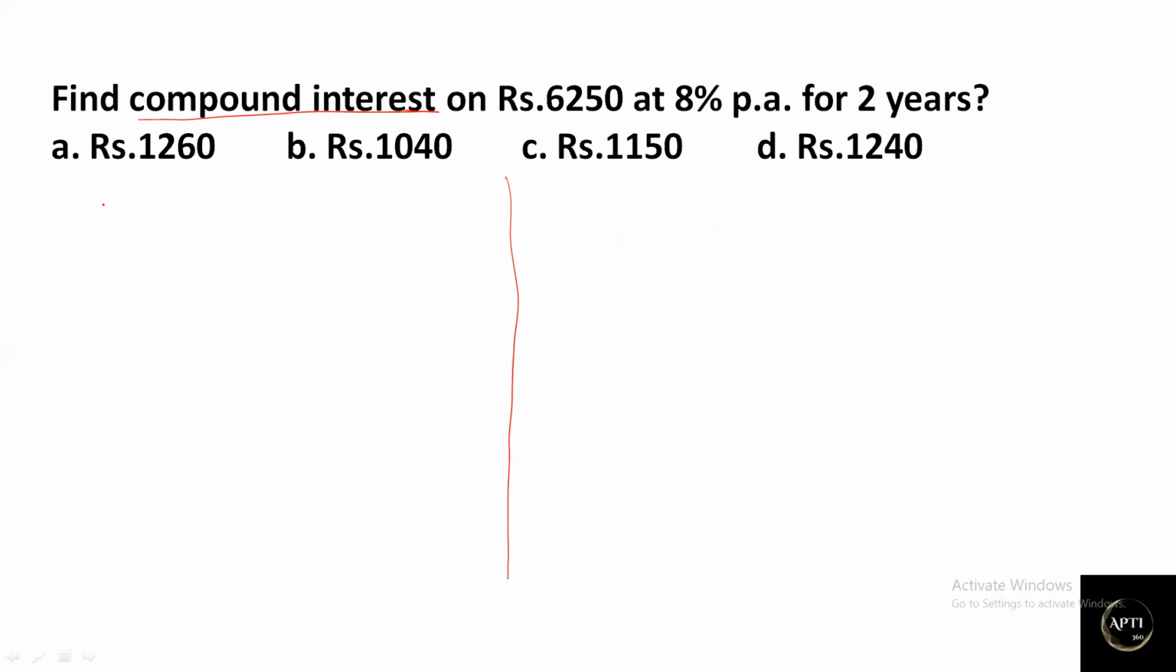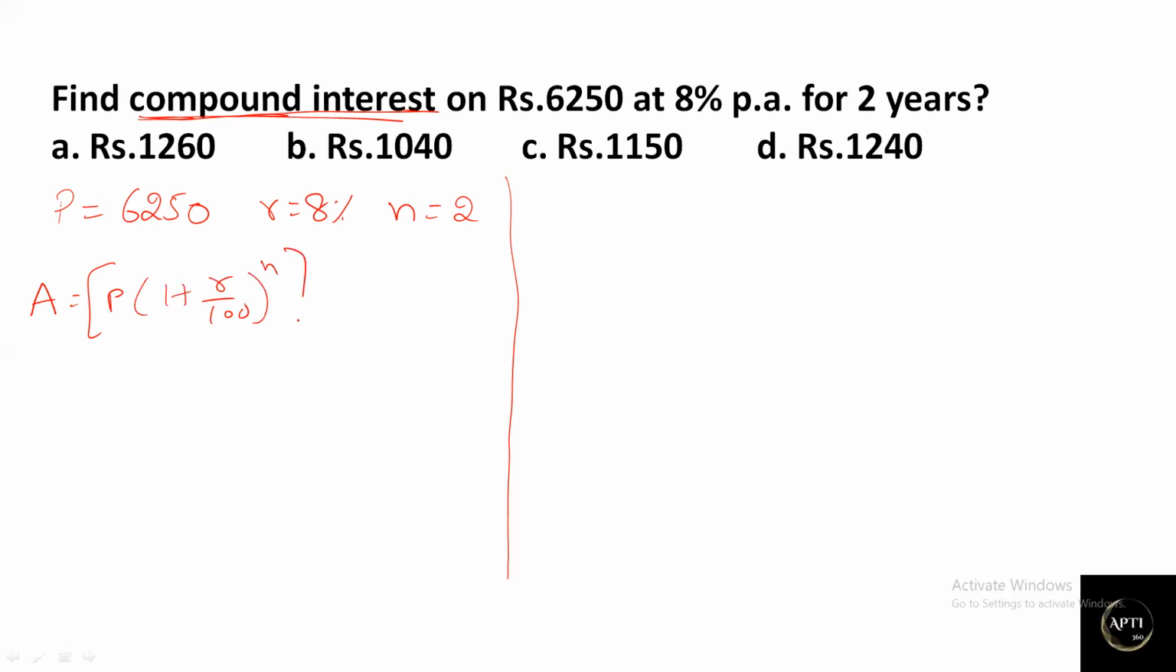Now here, what is the principal amount? Principal amount given is 6,250 rupees. Correct. Now, what is the rate of interest given? Rate of interest is 8%. What is the value of n given? 2 years. What we need to find? Compound interest. We already know the formula for calculating total amount. What is the total amount formula? P into (1 plus r by 100) whole power n. This is the total amount formula.